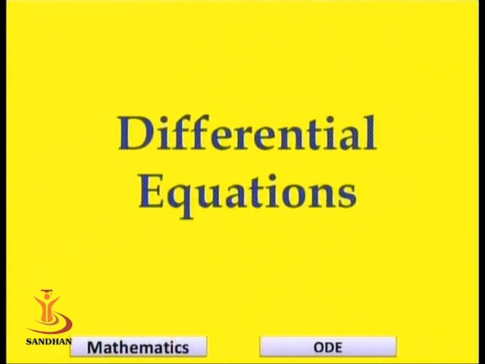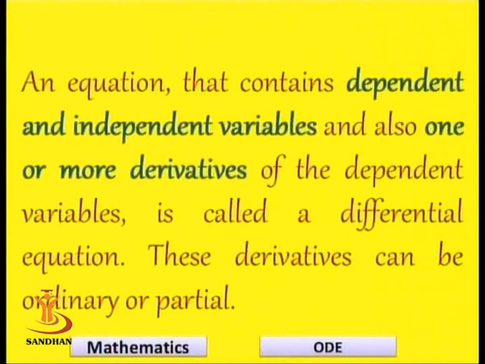In order to understand or solve an ordinary differential equation, we should first understand what differential equations are. An equation that contains dependent and independent variables and also has one or more derivatives of the dependent variables is called a differential equation. We already know that when we talk about dependent and independent variables, let us assume that y is a function that is dependent on x. So x is the independent variable and y is the dependent variable. An equation that has the derivatives of these independent and dependent variables is called a differential equation.